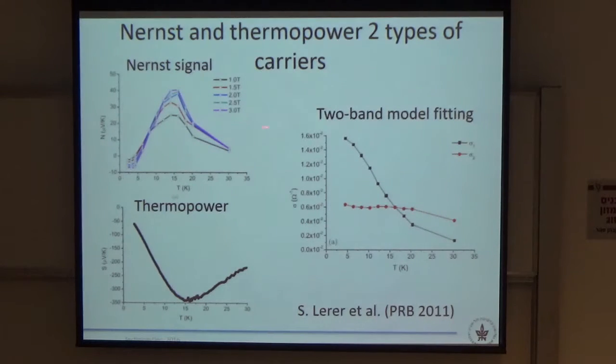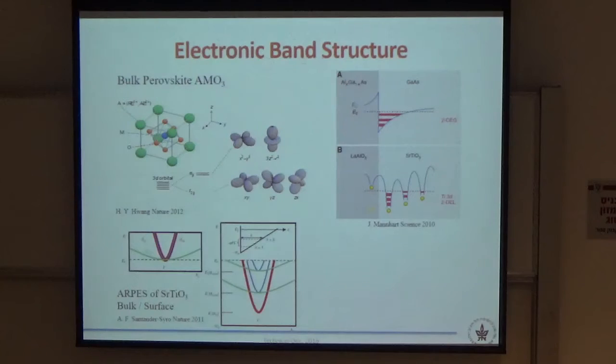Okay, we know that there are two bands because there is a large Nernst signal and the thermal power behaves in a very peculiar way, and we will not get into that. Okay, and we know what's going on. So these are the titanium bands that I showed you, and they are split, and now we have this DXY band, and then DYZ, DXZ are right here. So we expect to have, let's say, if we are populating up to here in this potential well, both types of carriers.